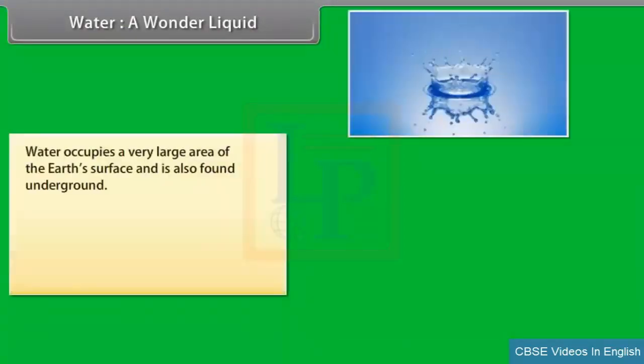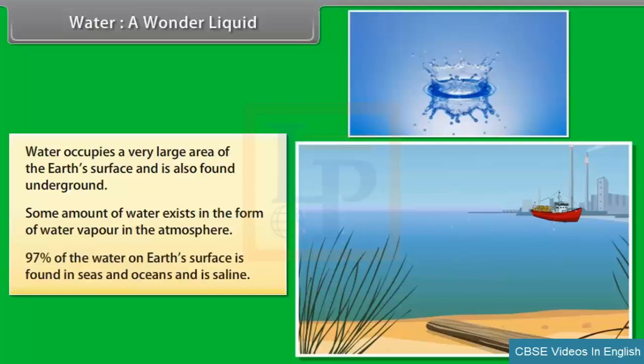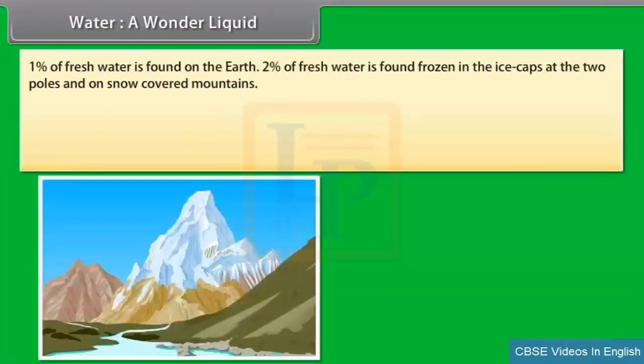Water, a wonderful liquid. Water occupies a very large area of the Earth's surface and is also found underground. Some amount of water exists in the form of water vapor in the atmosphere. 97% of the water on Earth's surface is found in seas and oceans and is saline. 1% of fresh water is found on the Earth.